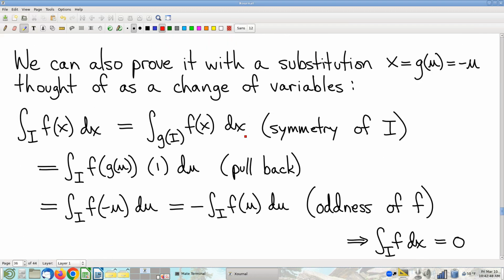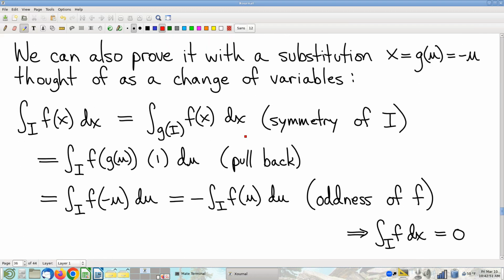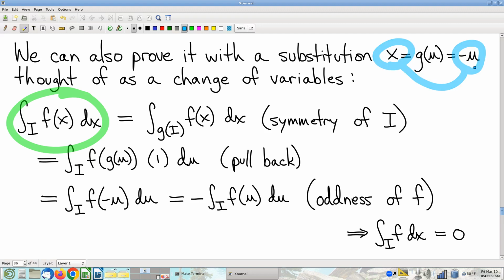Now here's a different way to think about it, pros and cons, but I think as an important point of view, you can also prove it by doing a substitution. Really easy substitution. So remember, we're looking at this integral right here. The substitution that I'm going to choose to make is this right here, x equals negative u.